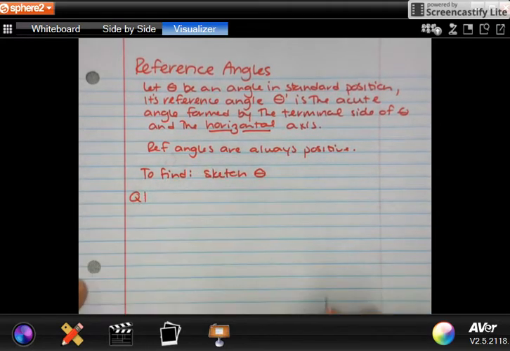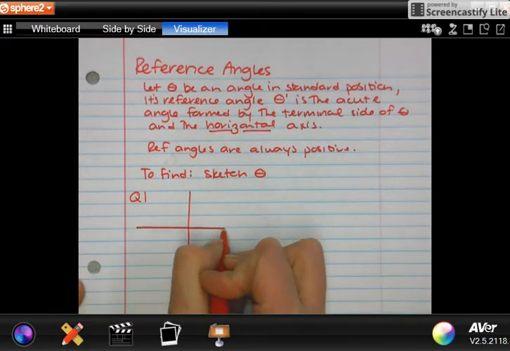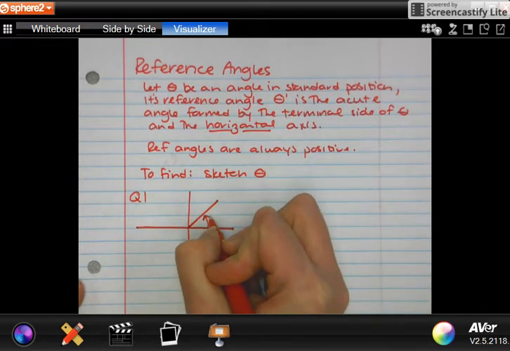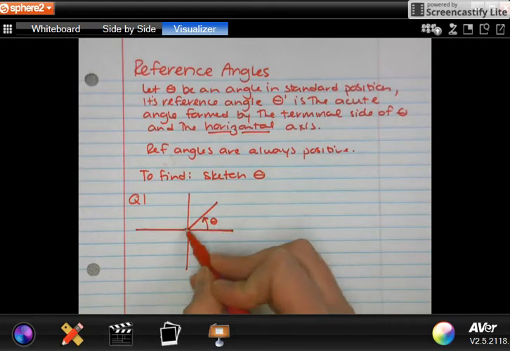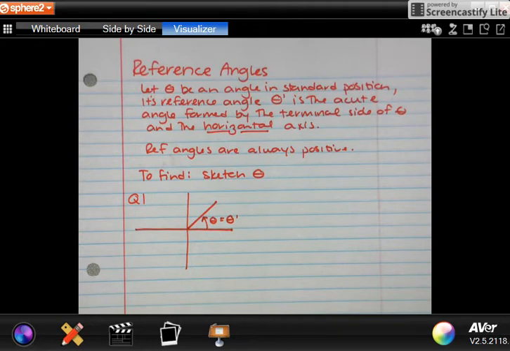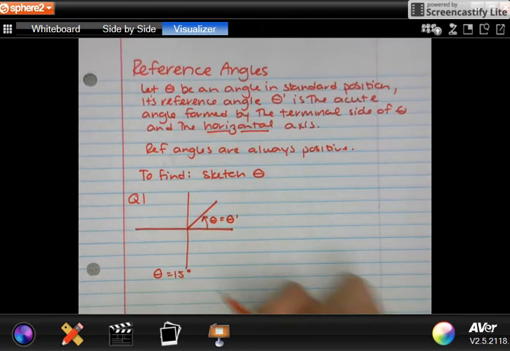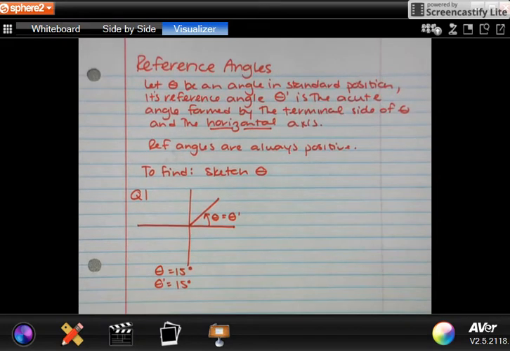Let's first sketch if theta is in quadrant 1. So if theta is in quadrant 1, then there's a theta right there in quadrant 1. The reference angle is the acute angle formed by the terminal side and the horizontal axis. So in this case, theta is equal to theta prime, so there's no work that needs to be done. For example, if theta is 15 degrees, its reference angle is also 15 degrees.